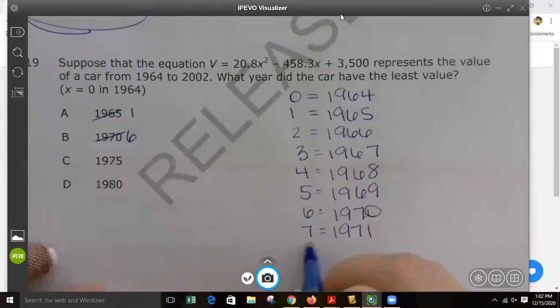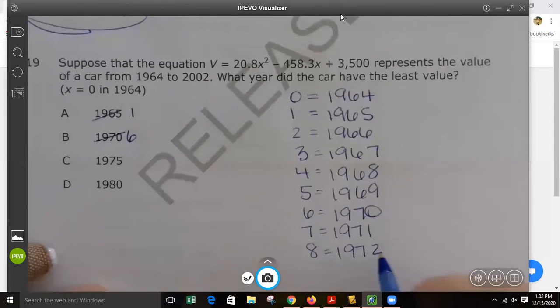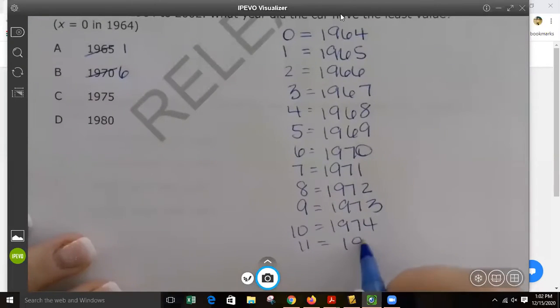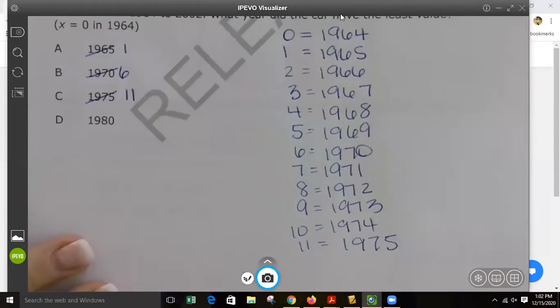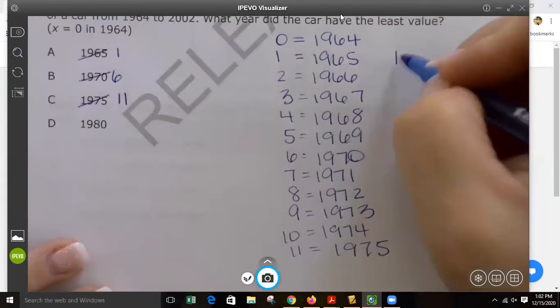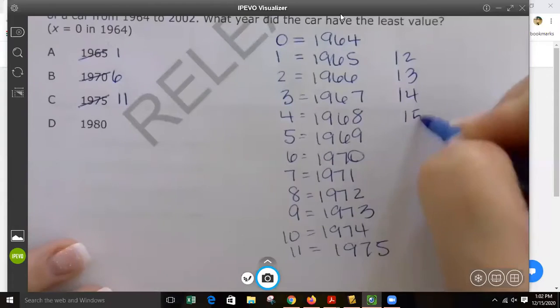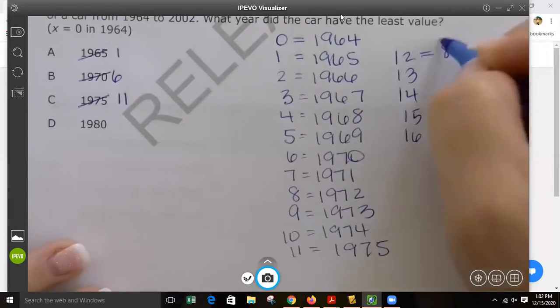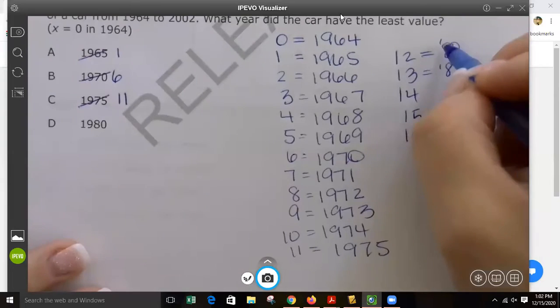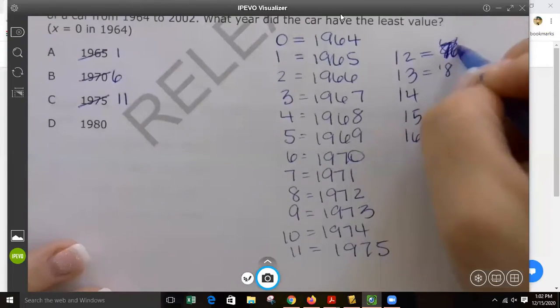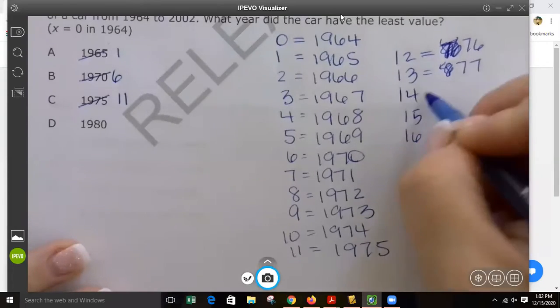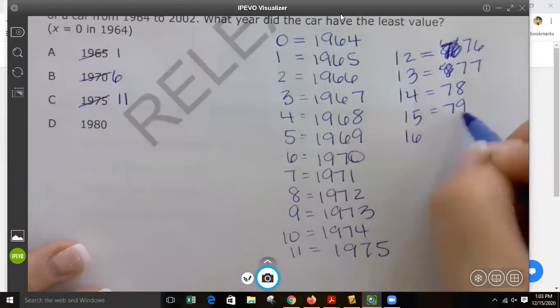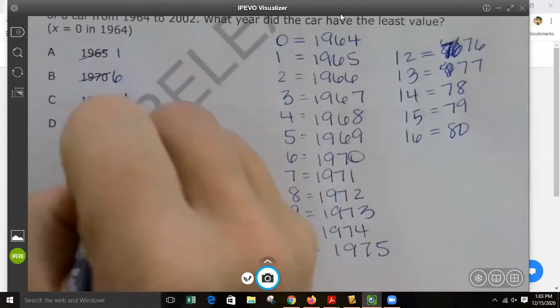7 would be 71. 8 would be 72. 9 would be 73. 10 would be 74. 11 would be 75. 76, 77, 78, 79, and then 80 would be 16.